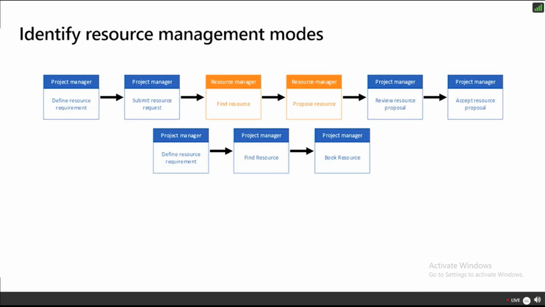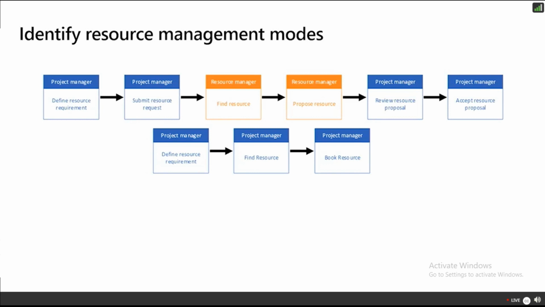First, we have that central mode. This is where the project manager basically says, here are the requirements for the resource I need. And then the resource manager is going to go out and find qualified resources and propose them to the project manager. The project manager then accepts or rejects those resources that were proposed by the resource manager.